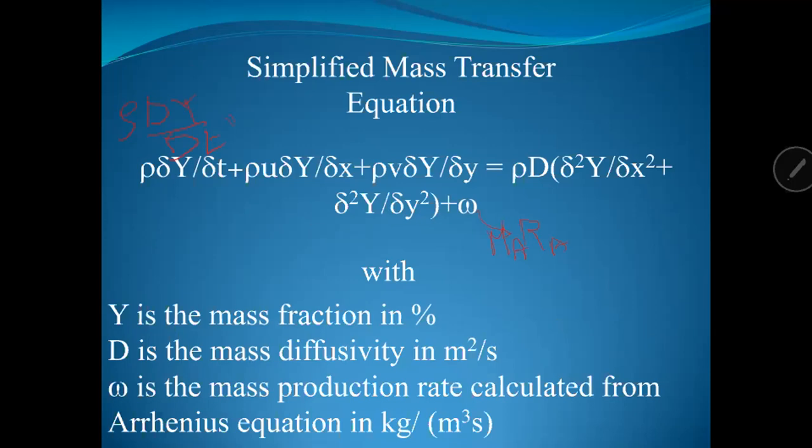Sometimes I can ask you this question: this equation is true, then find the unit of the mass production rate. Do you know how to flip it? Find the unit of the mass production rate. Do the calculation, then you will find that W is kilogram per meter cube per second.